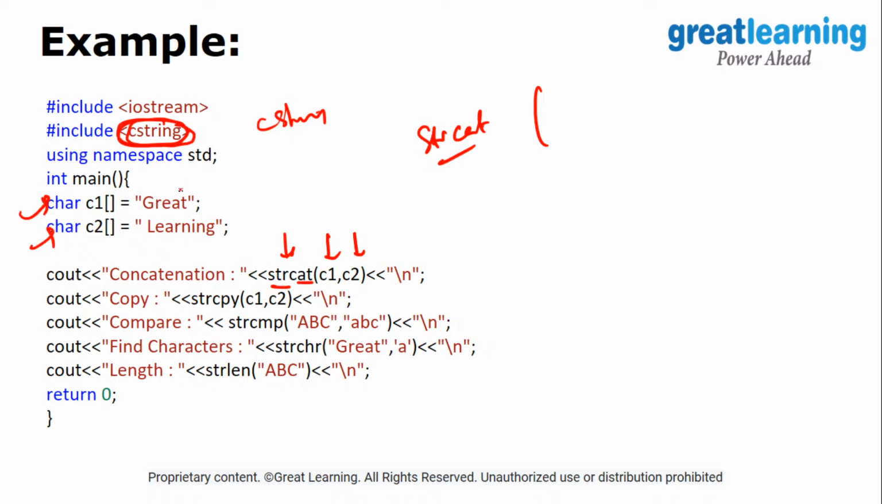and you have a second character array. In this you have Great, and in this you have Learning. So when we are concatenating it, what will be the output here? Quickly, guys.